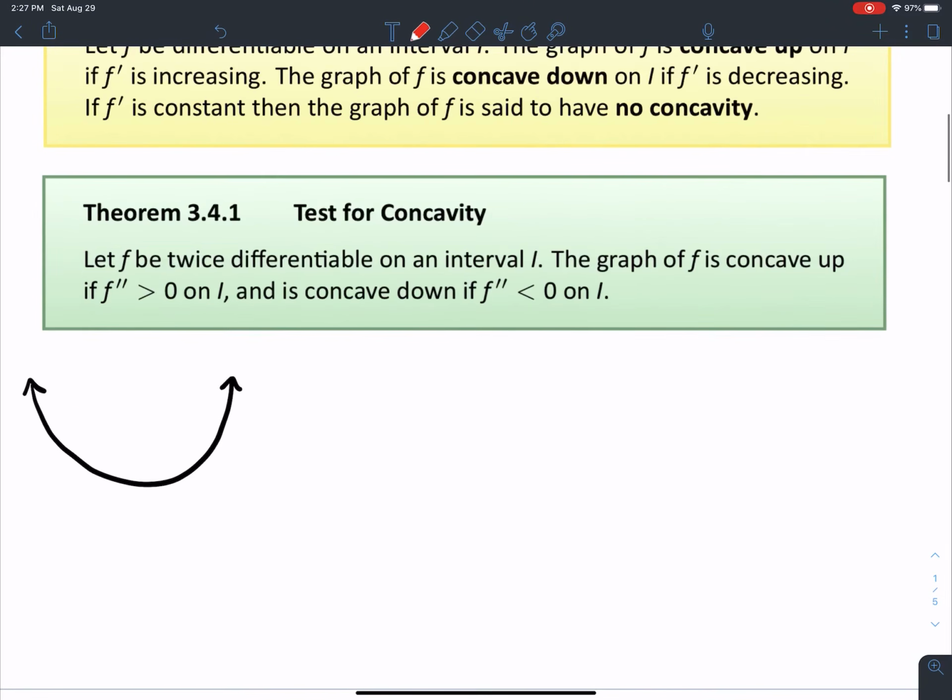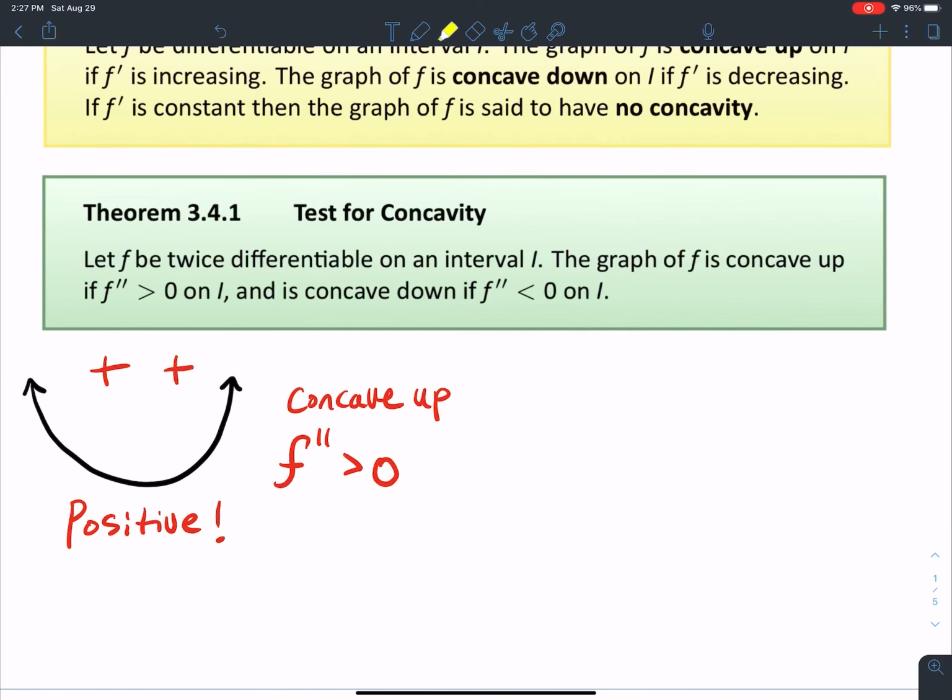So how does this work? Concave up, I put little smileys here. I know this is goofy, but this is how I remember it. Positive, I'm smiling all the time, right? So concave up, we're positive, we're smiling. The derivative of the derivative, the second derivative, is positive. And if it's positive, I'm concave up on that interval.